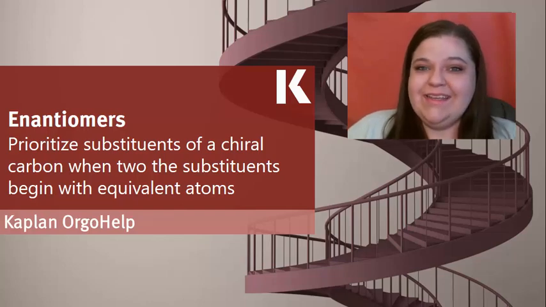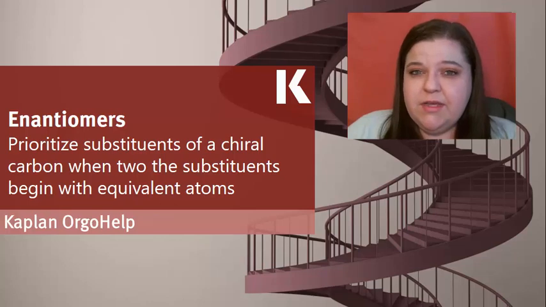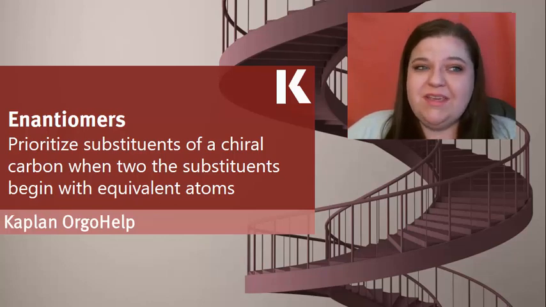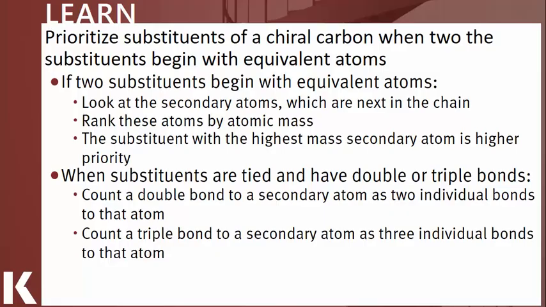Hi, I'm Lauren White. In this lesson, we'll talk together about how to prioritize the substituents on a chiral carbon when those substituents begin with the same atoms. All right, so in a previous video, we talked about prioritizing the substituents on a chiral carbon. Larger atomic mass means higher priority. But what if you have two substituents on a chiral carbon that both start with the same atom? Well, essentially, you just go to the next atom in line.